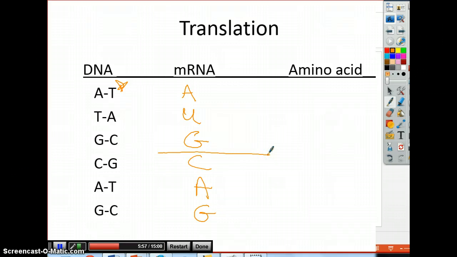Now we're going to translate. We're going to make the amino acids that will eventually get hooked together to make the protein. So AUG, you're going to need your translation sheet. Goes to the methionine. And then CAG is glutamine.